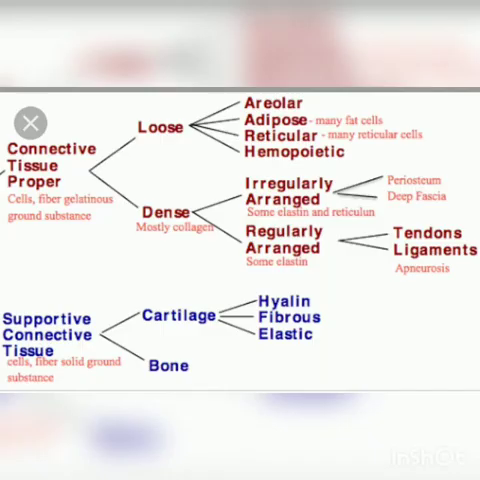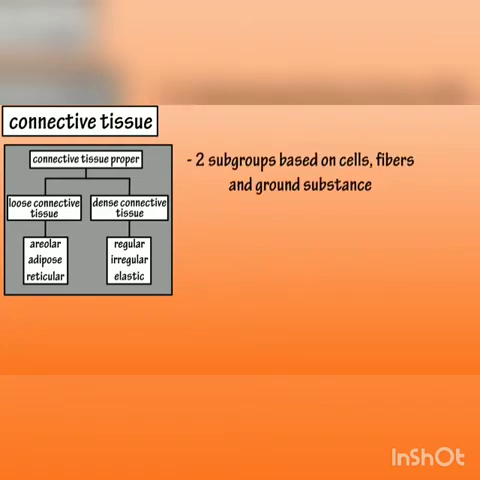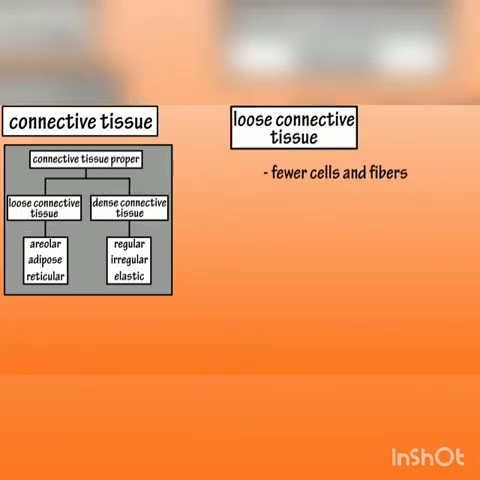If you see the classification of this connective tissue is divided into three: loose connective tissue, dense connective tissue and specialized connective tissue. Loose connective, dense connective and specialized connective tissue. We will see one by one. Loose connective tissue. In this tissue, the cell's fibers are loosely arranged in a semi-fluid ground substance. From name itself you can understand they are loosely arranged. For example, it has three: areolar, adipose and reticular tissue.